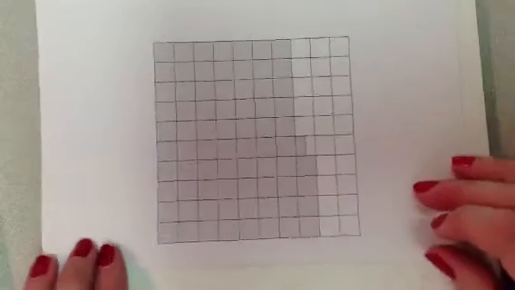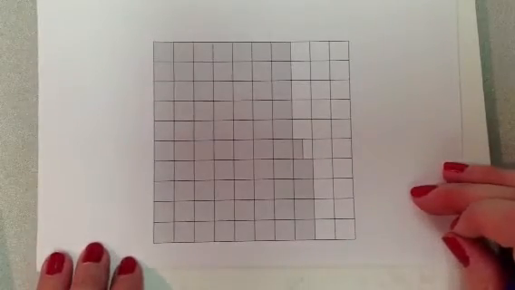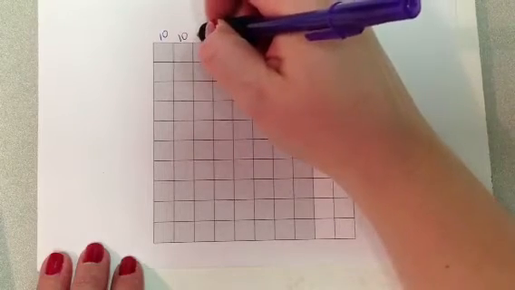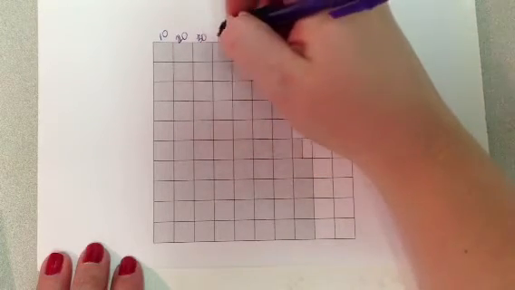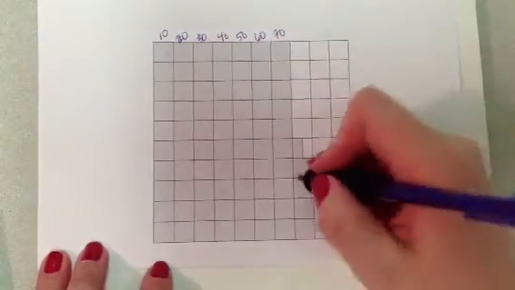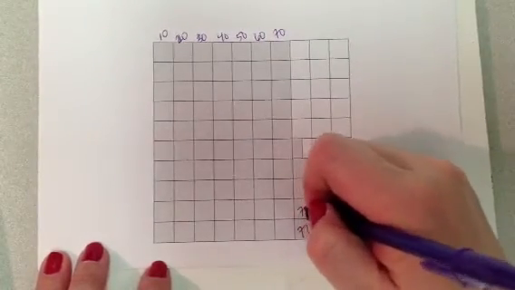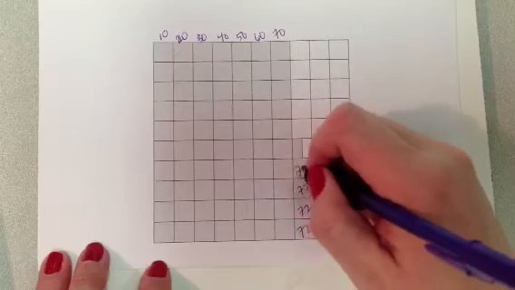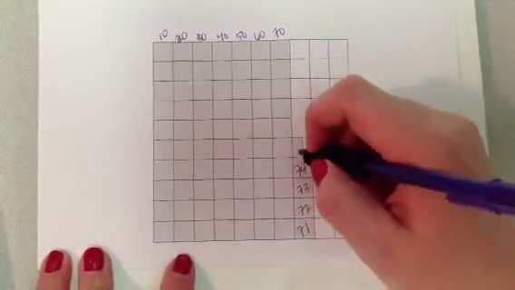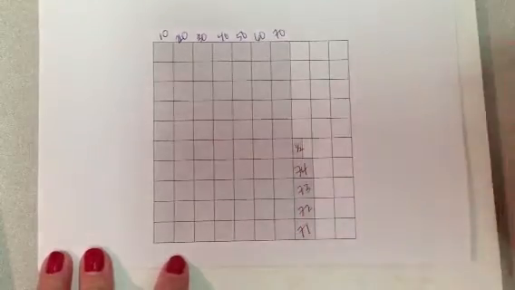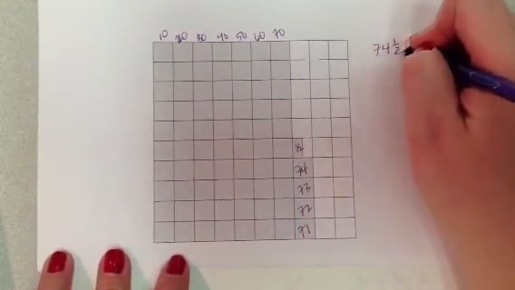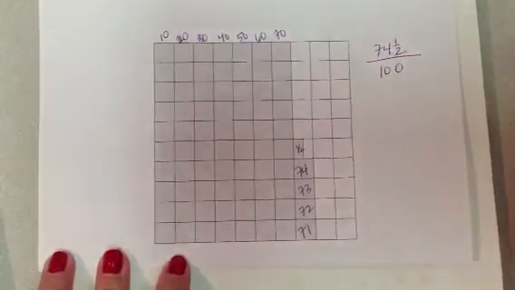Let's look at another example, and this one I'm trying to make a little bit tricky. Here I have 10, there's 20, maybe I'll write it that way. Here's 30, 40, 50, 60, 70, right? And then I have 71, 72, 73, 74, and this is like a half. This is 74 and a half. So I would really write it like that.